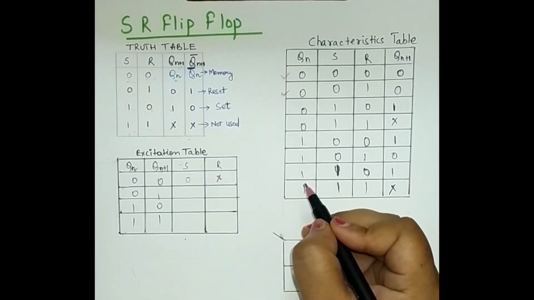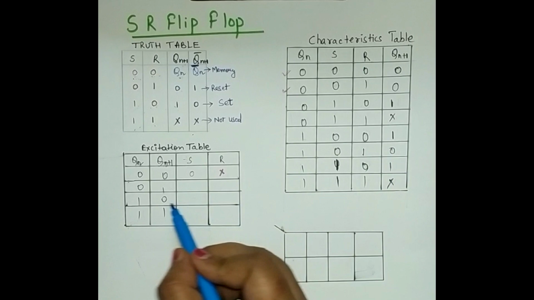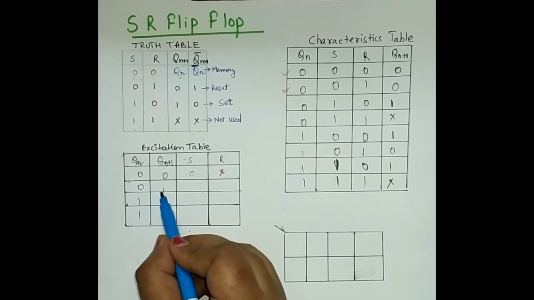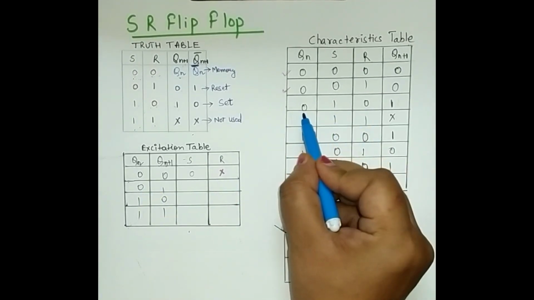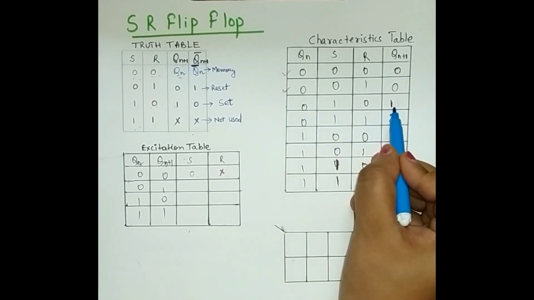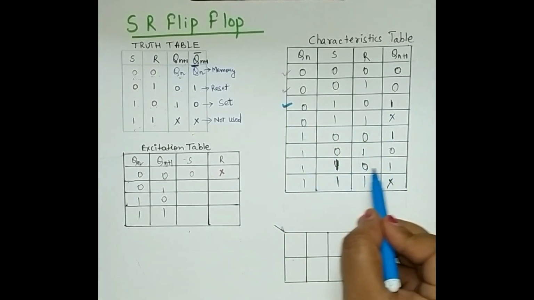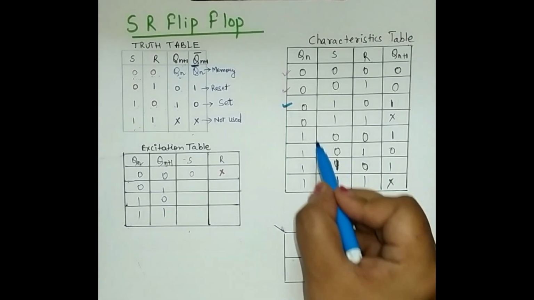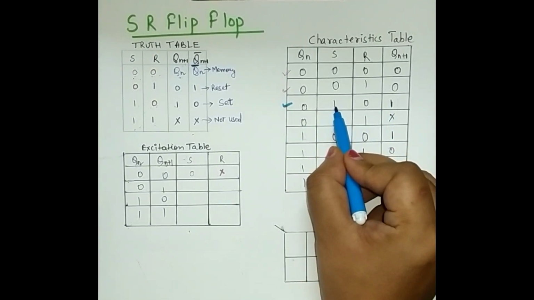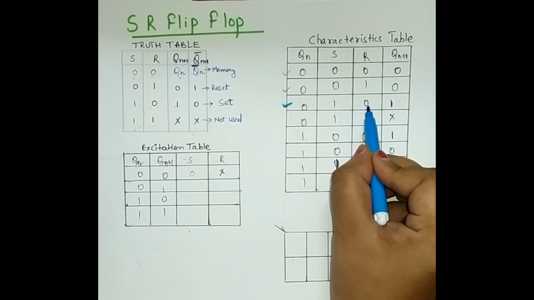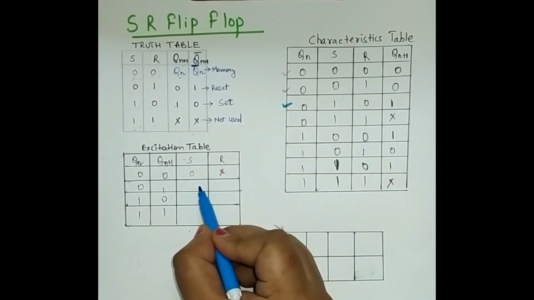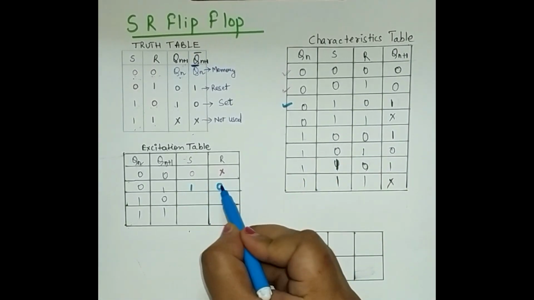Okay, so again in the next case, when the combination is 0, 1, so you see where I am getting 0, 1, I am getting 0, 1 over here. Okay, 0, 1, no, we are not getting 0, 1. Okay, so we will consider this. So what is the value of S? It is 1, and what is the value of R? It is 0. So I will write here 1 and 0.